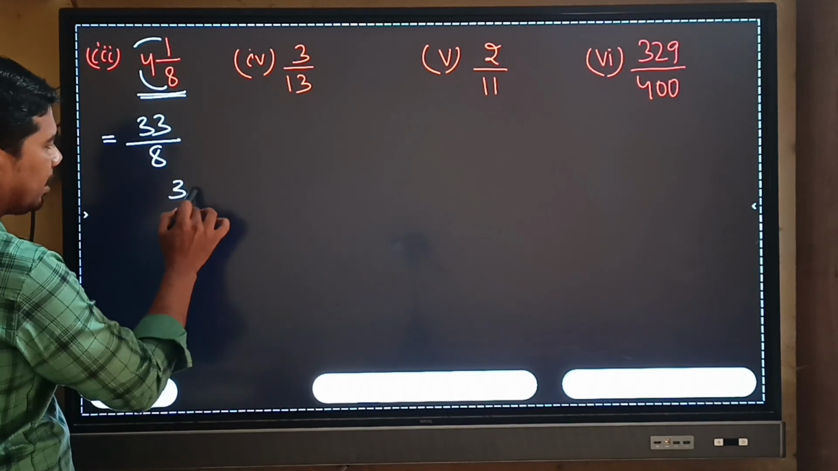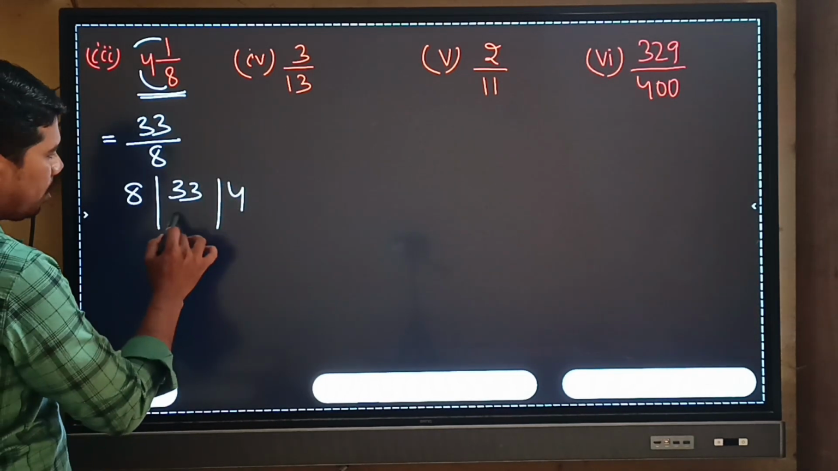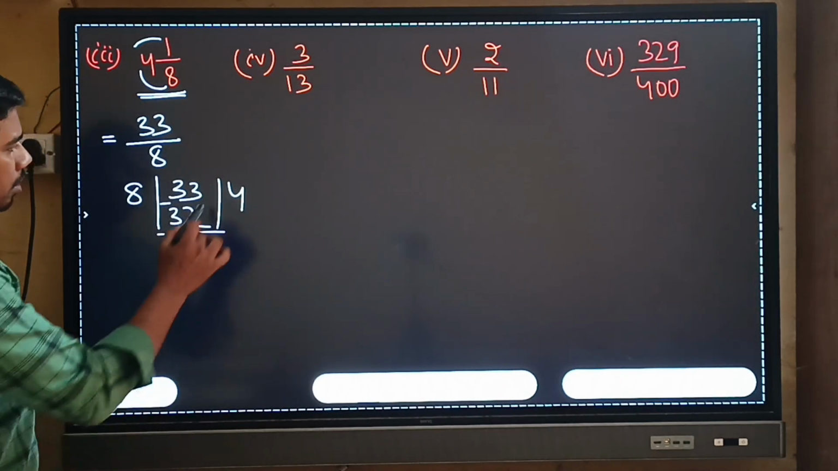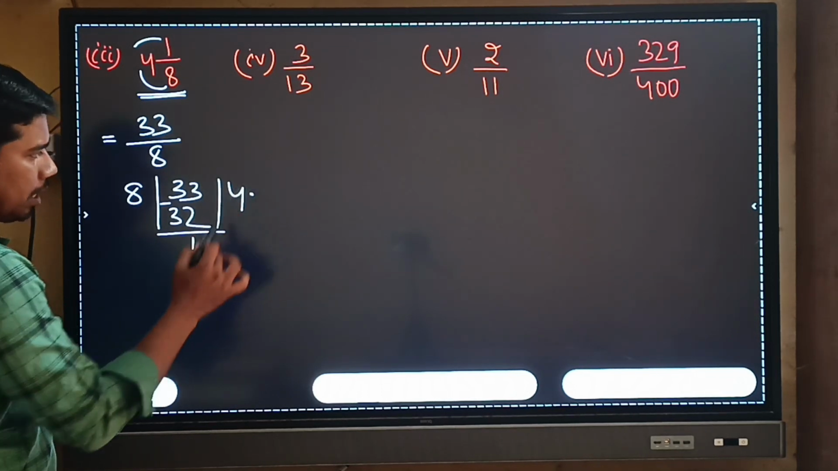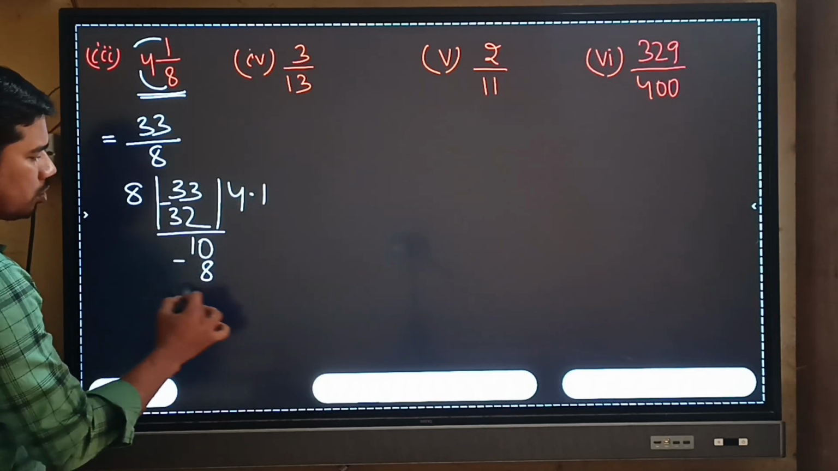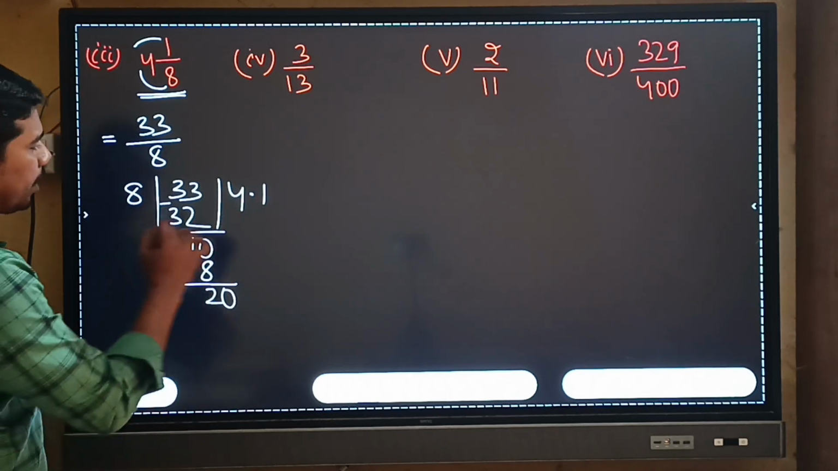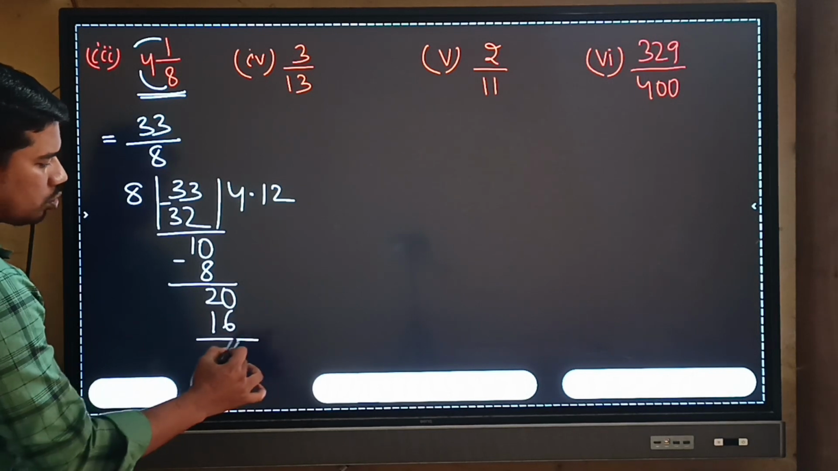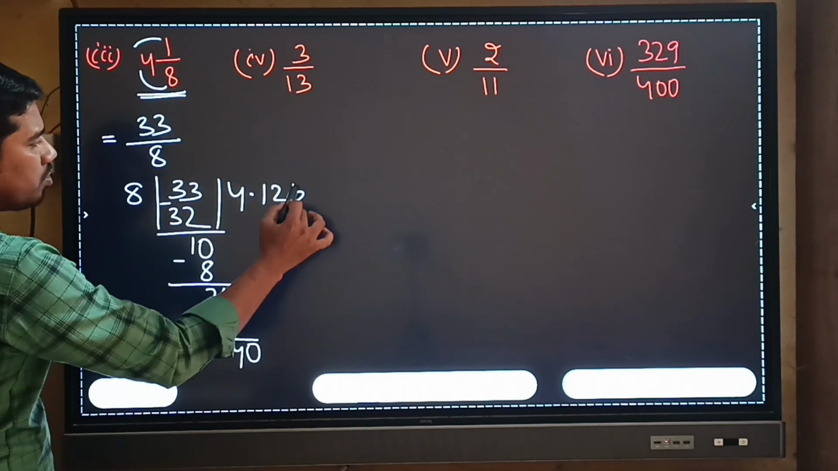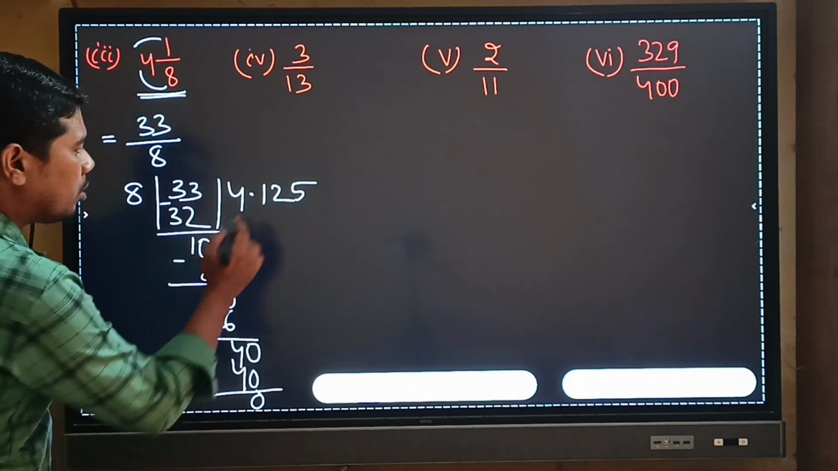Now you should divide 33 by 8. You know 8 4s are 32. So 33 minus 32, the result is 1. Then again you have to put the point here. Then it will become 10. 8 1s are 8. Then subtract, 2 will remain. Then the point is there, means again 0 will come. 8 2s are 16. The result is 4. The point is there, means 0 will come. So 8 5s are 40. The result is now 0. So it finished.